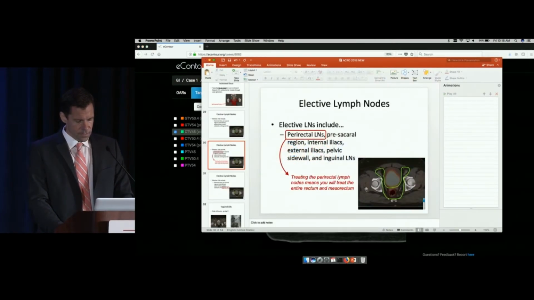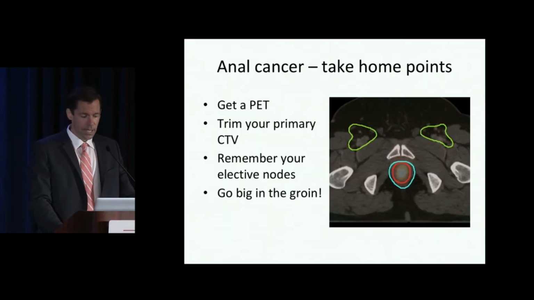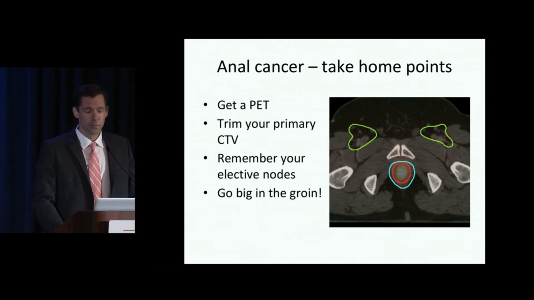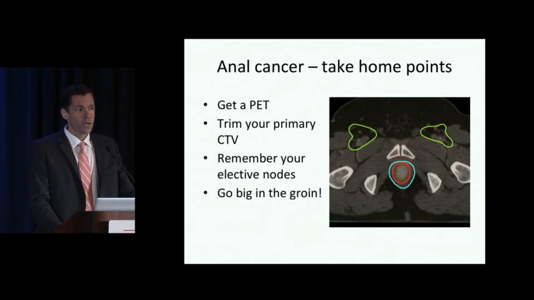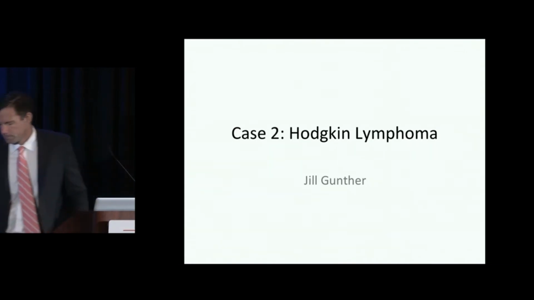And so that's pretty much it with anal cancer. Again, just a few of the big take-home points. Get a PET if you can. Trim your primary CTV appropriately. Remember your elective nodal volumes, and we really don't spare much with those, and then go big in the groin. And with that, we actually have Jill, who's going to talk about the next case.